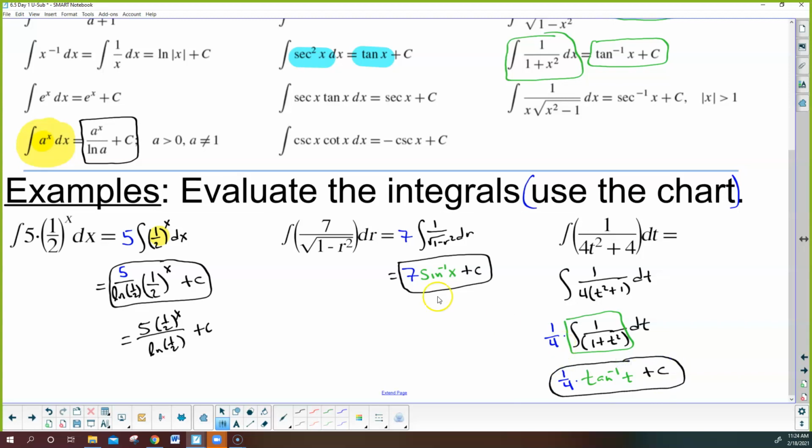Okay, so that's how we can use this chart. And you should always be aware of a constant multiplier. I tried to put that in every one so we don't ever forget that.